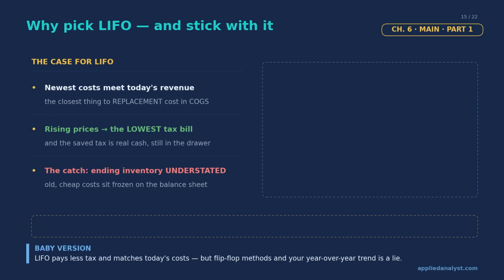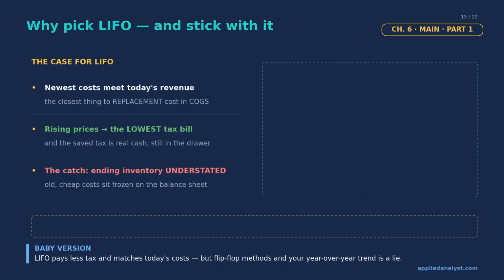Here's the honest answer. The real case for LIFO. It matches your most recent costs against today's revenue. And a lot of smart people call that a more realistic read on income because it drops something close to replacement cost into cost of goods sold. And in rising prices, it hands you the lowest taxable income, so the lowest tax bill, and that saved tax is real cash, still in your drawer.